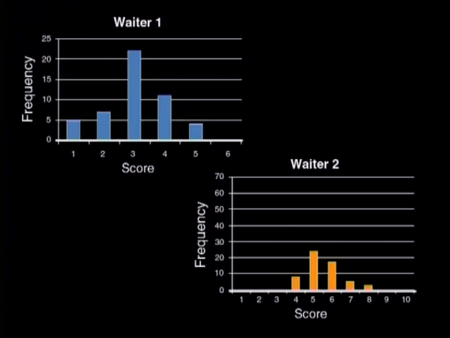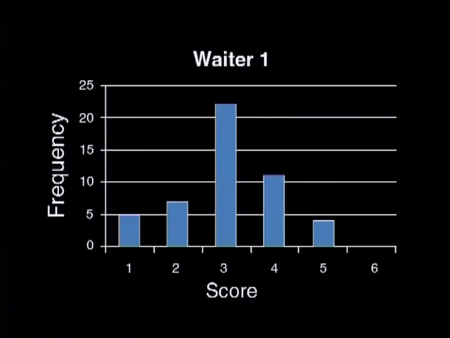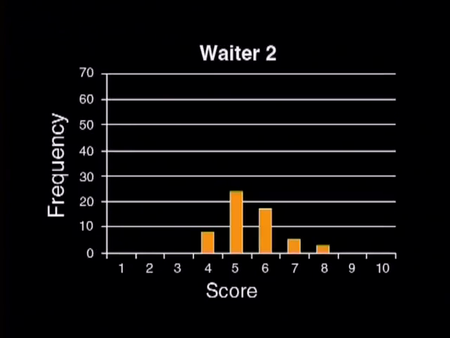Well, looking at these results, it looks like waiter number 1 has achieved better results. Notice the scale on each of these two graphs. Now that I look at the scales used, I can see that it's not so obvious to see who the better waiter is, because the scales are different.